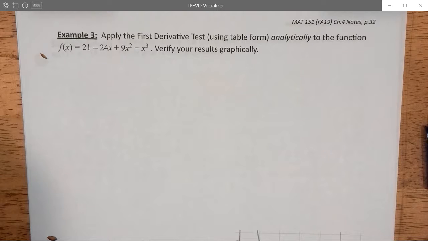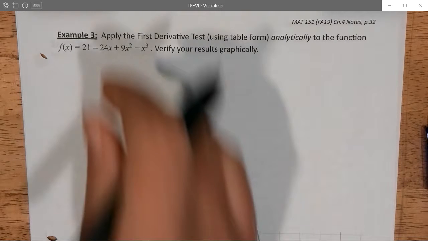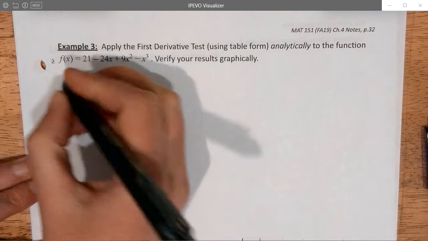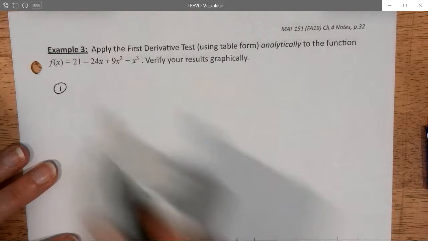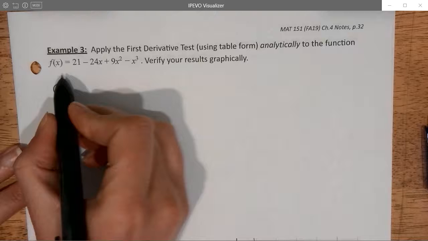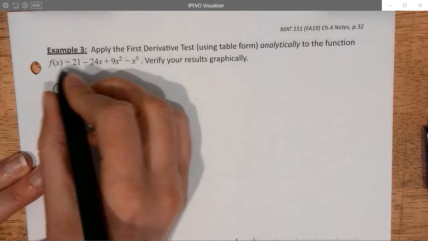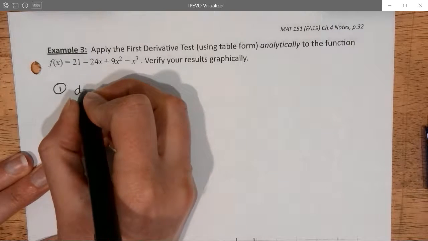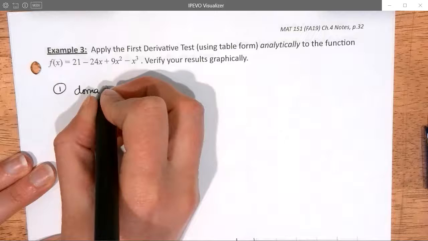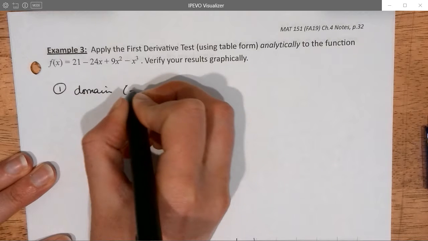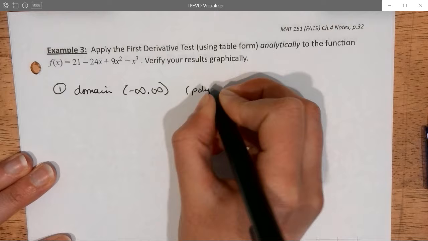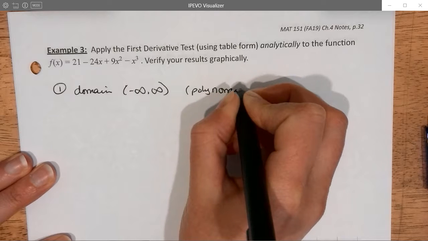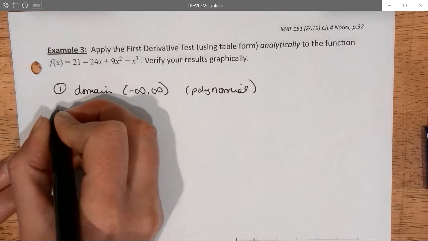Okay, so referring to the previous page, we have 5 steps to go through. Our first step is the domain. Sometimes the domain of the function is restricted. This time it's the full domain. So the domain of f of x, since it's a polynomial, is all real numbers. All right, so I've got the domain.